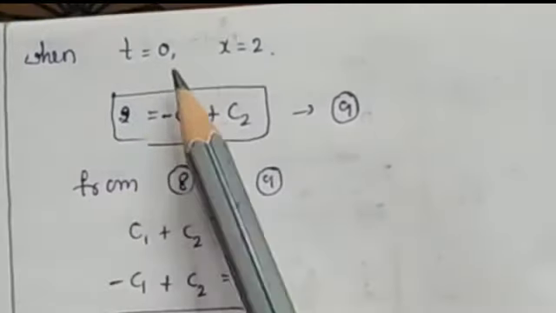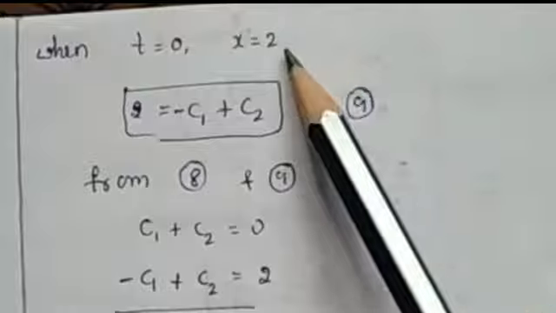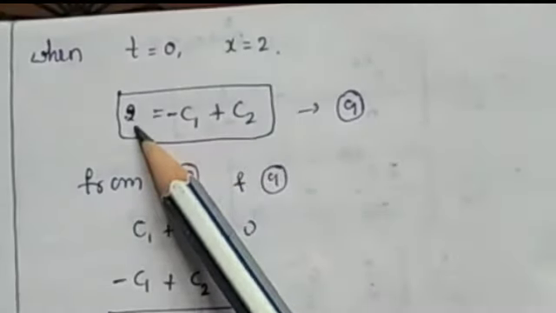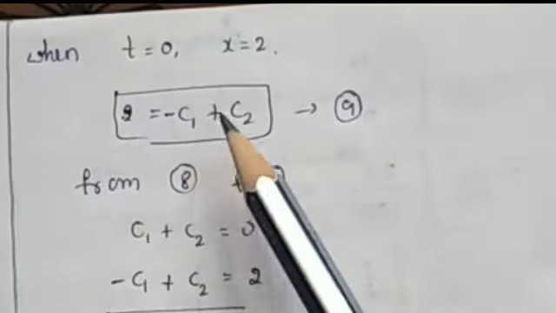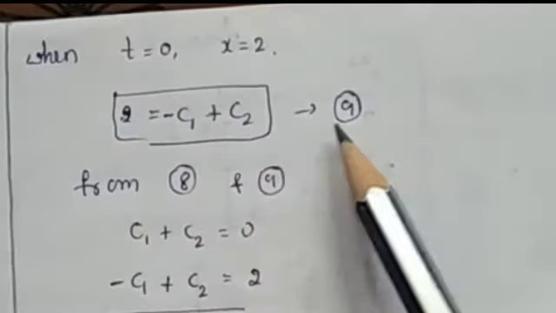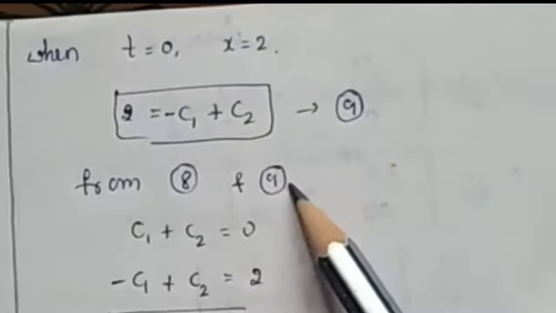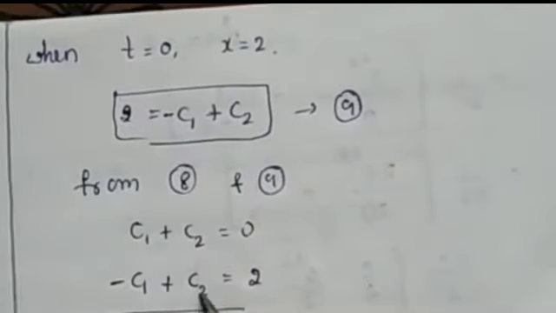When t is equal to 0, the x value is 2. So you put t is equal to 0 and the x value is equal to 2. You get 2 is equal to minus c1 plus c2. This is called equation number 9. From equations 8 and 9, you simplify and you get c2 which is equal to 1.